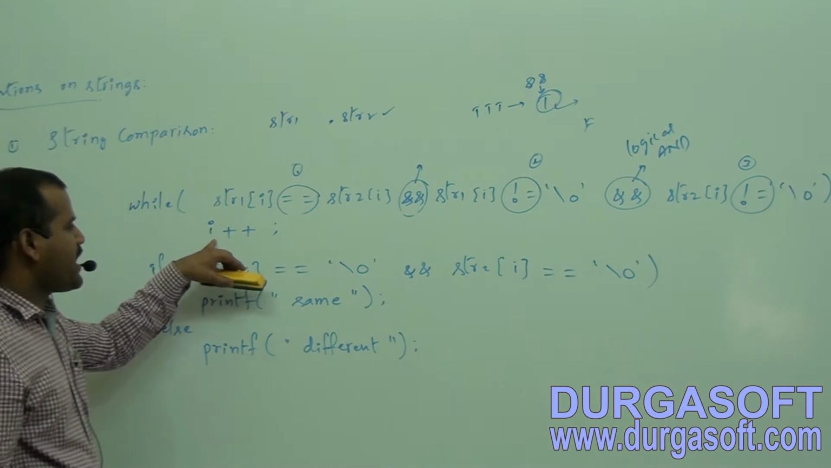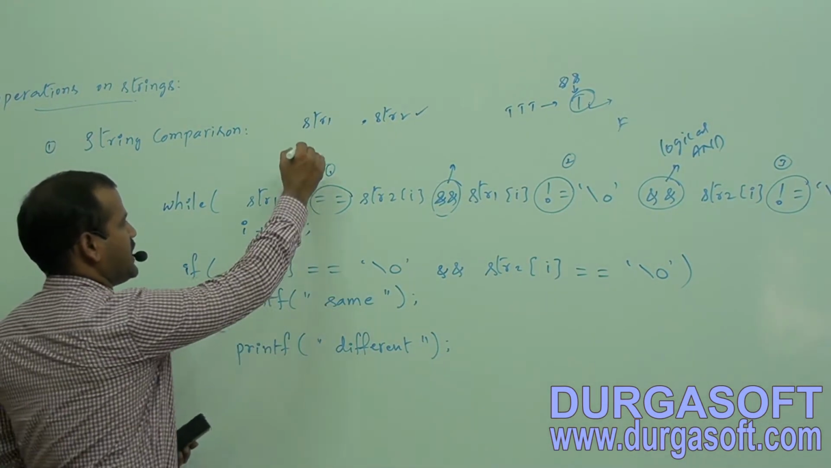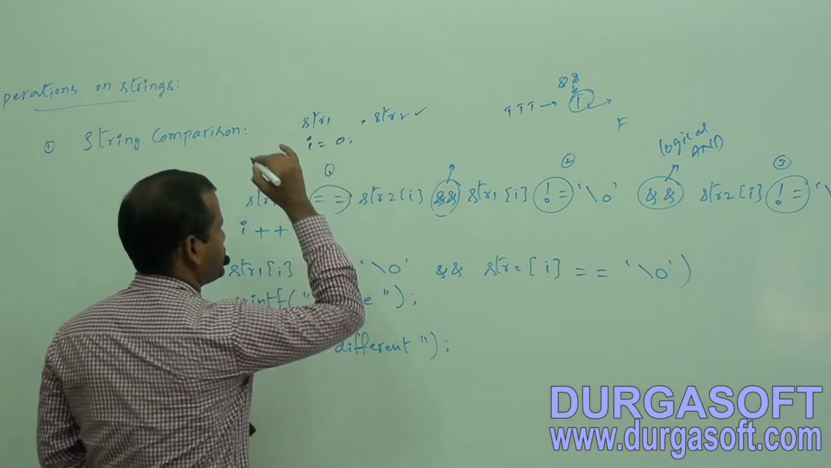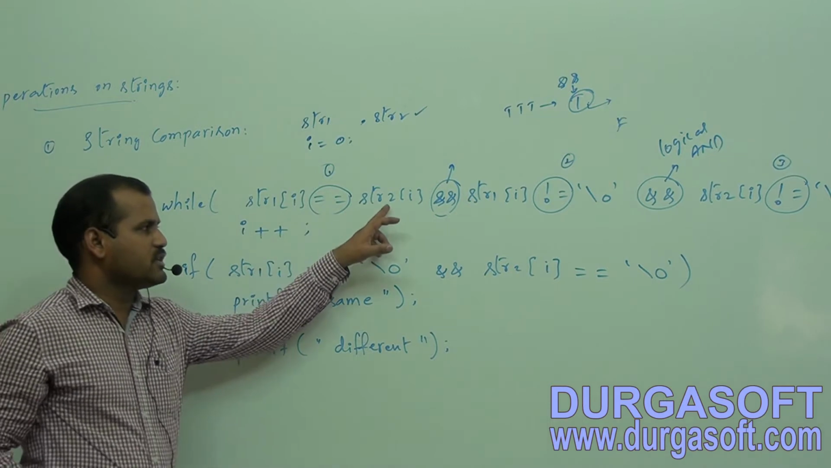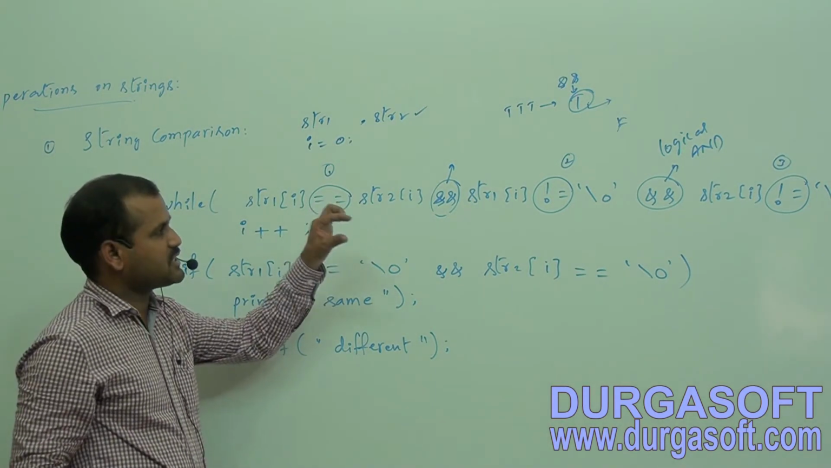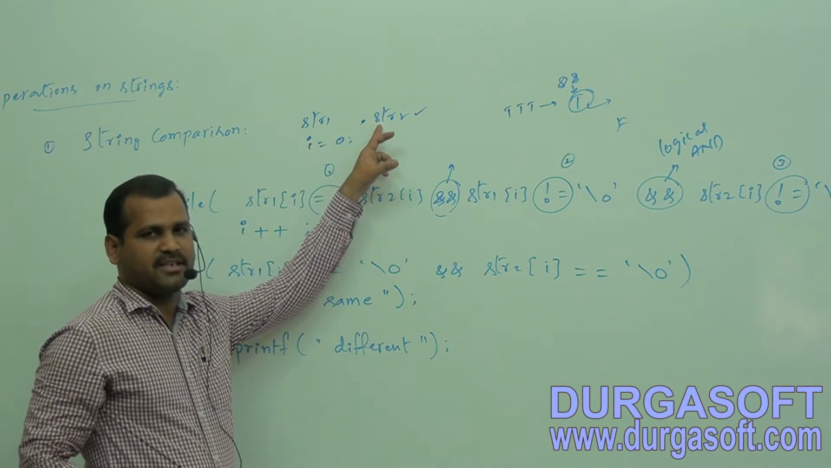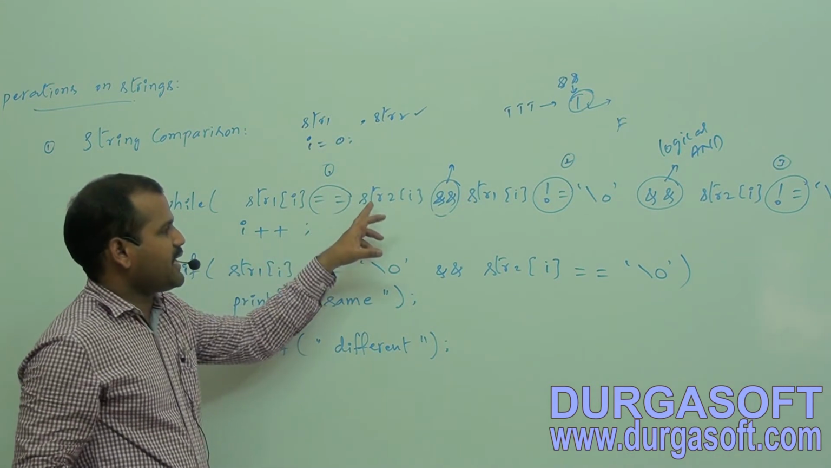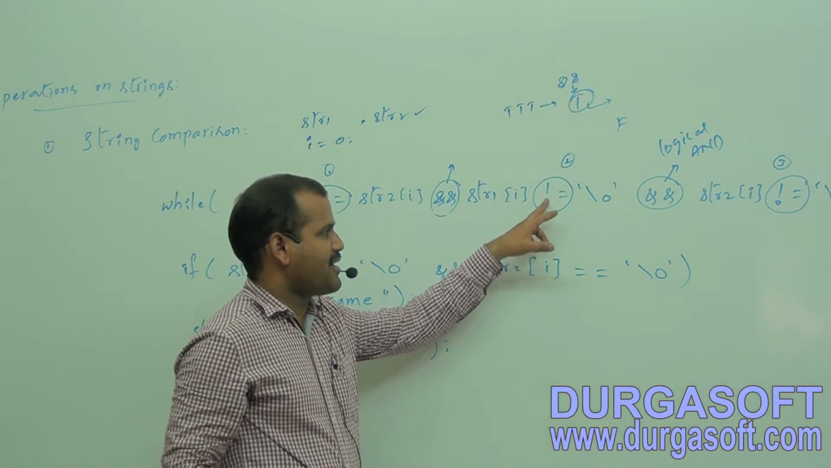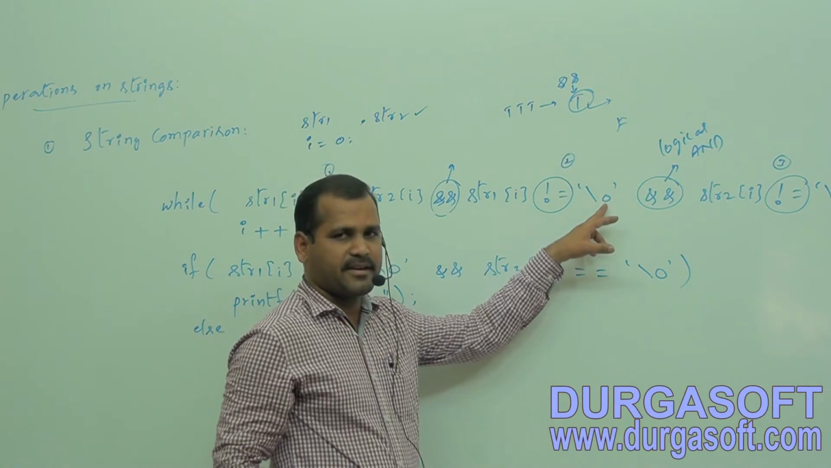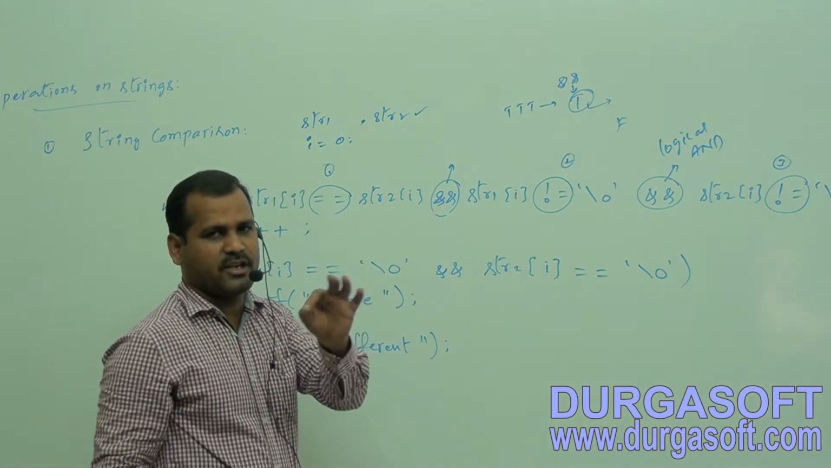In this while loop we have only a single statement, the increment of I. Initially let us assume that the I value is 0. So string 1 of 0 is equal to string 2 of 0. That means the first character in string 1 is equal to the first character in string 2. If the first character is the same, then the next condition is string 1 of I not equal to the null character. So the first condition is comparing the first character of these two strings.